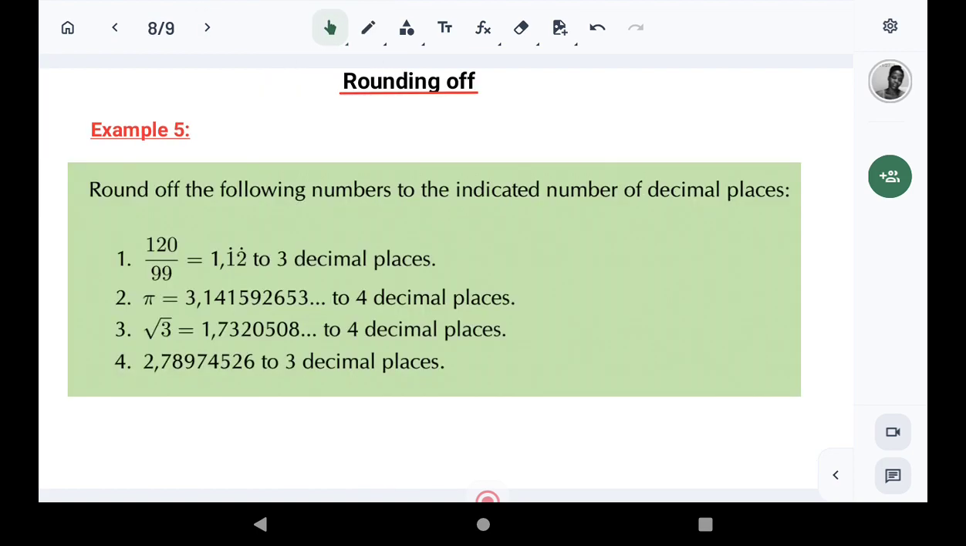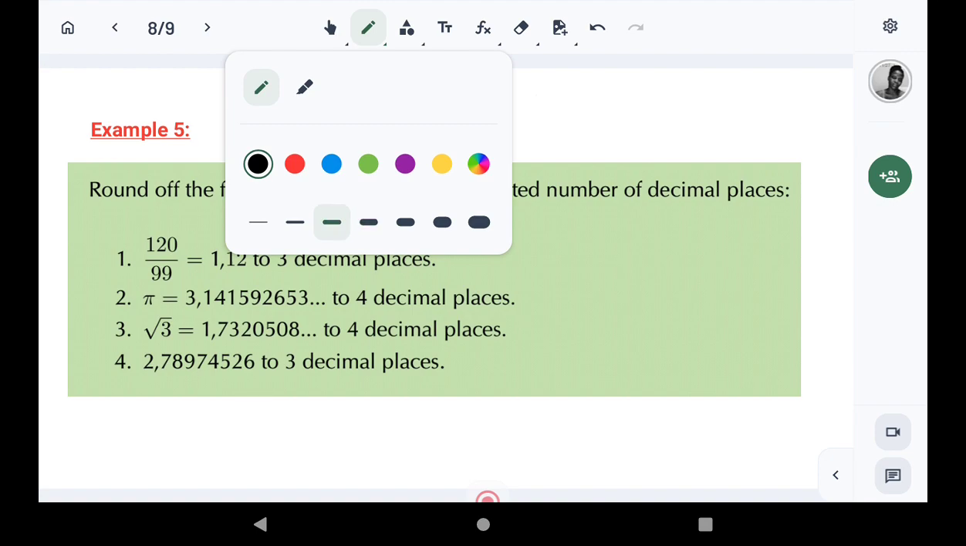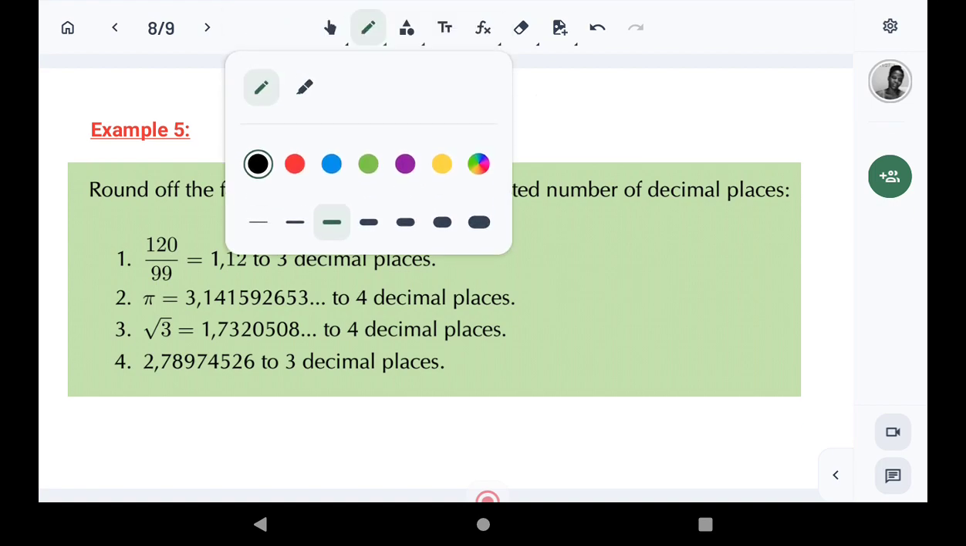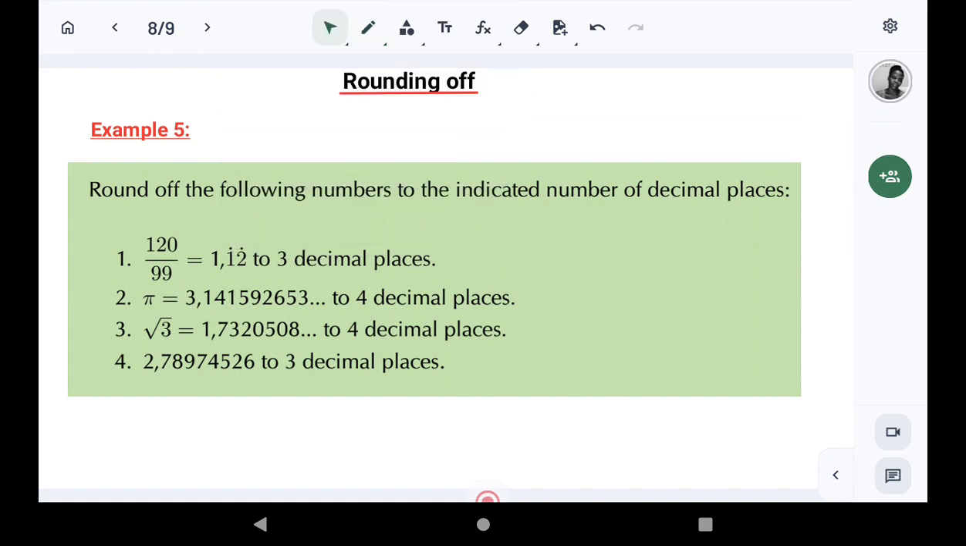Next, let's look at how to round off. When you're rounding off, the first thing you need to do is find out how many digits you're rounding off to. For example, round off the following numbers to the indicated number of decimal places. In some, you're required to round off correct to 3 decimals. In some, you're required to round off correct to 4 decimals.